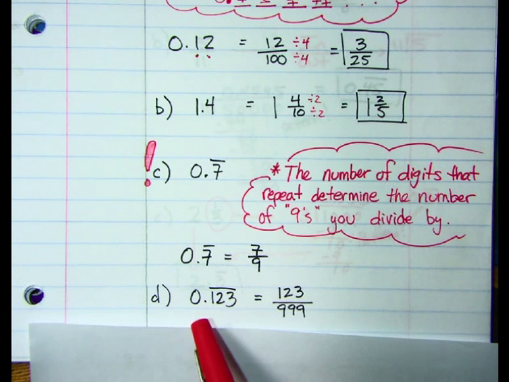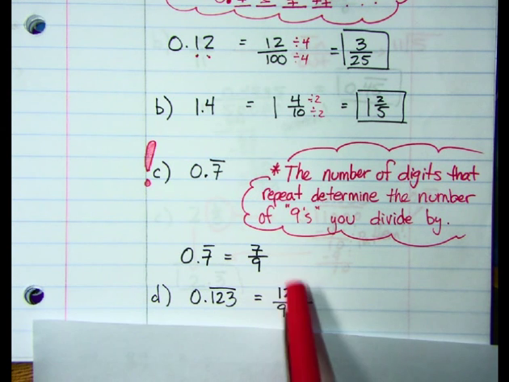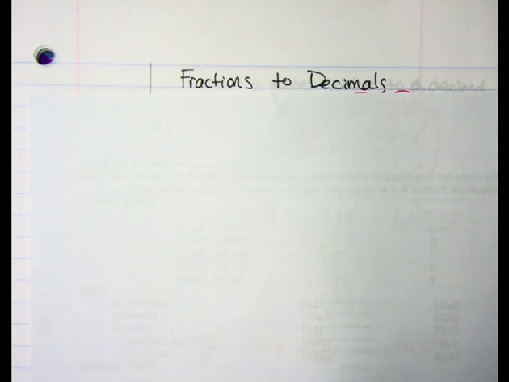Versus this one here, 0.123, and the 1, 2, and 3 all repeat, meaning it'd be 1, 2, 3, 1, 2, 3, 1, 2, 3. Then I have 3 digits that repeat, so I'll go 123 over 999. Okay, so next we're going to talk about fractions to decimals.